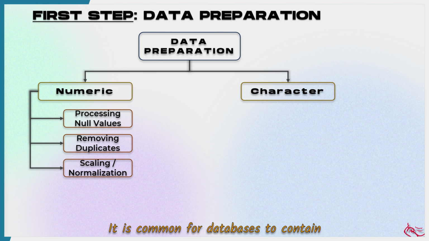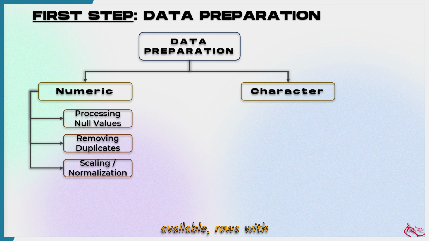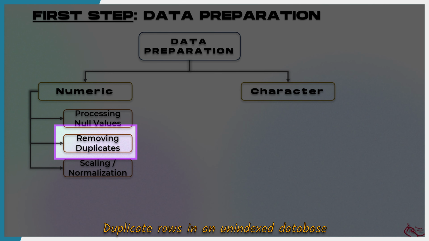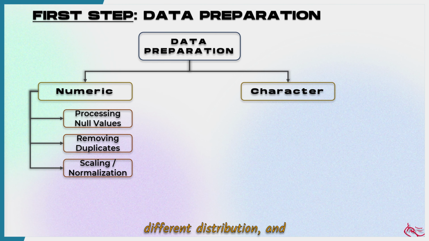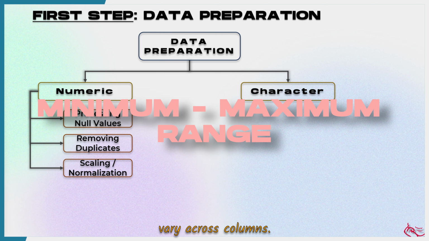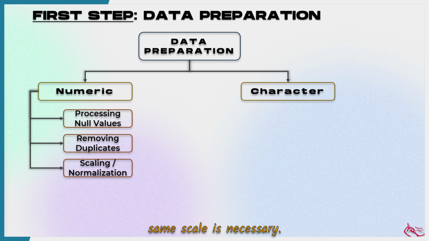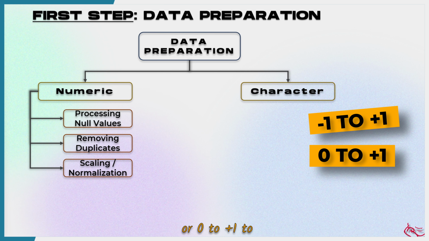It is common for database to contain null values in numeric field. If there is a significant amount of data available, rows with null fields can be deleted. However, if there is not enough data, null fields are usually replaced with mean or median values. Duplicate rows in an unindexed database table must be removed. Each column in the database may have different distribution, and the min-max range may also vary across columns. Therefore, normalizing and scaling all columnar data to the same scale is necessary. Usually, data is scaled to a range of -1 to +1 or 0 to +1 to better train the algorithm.